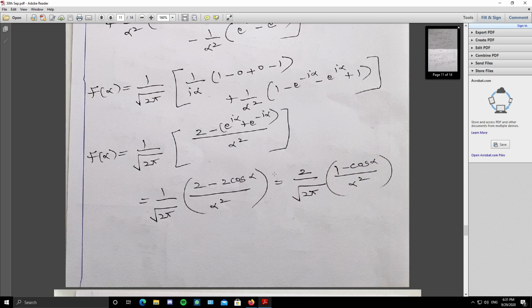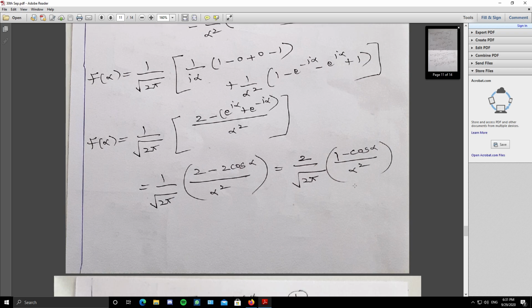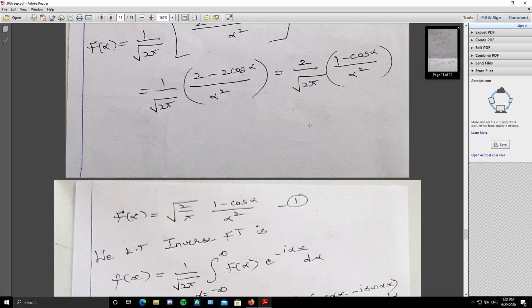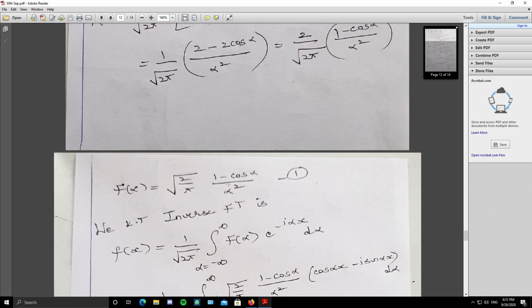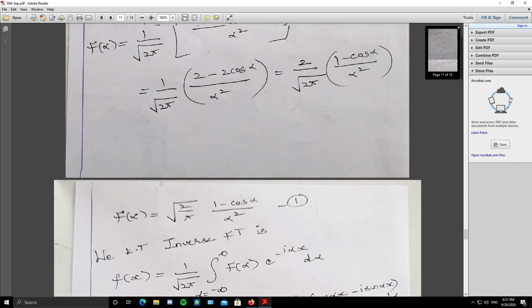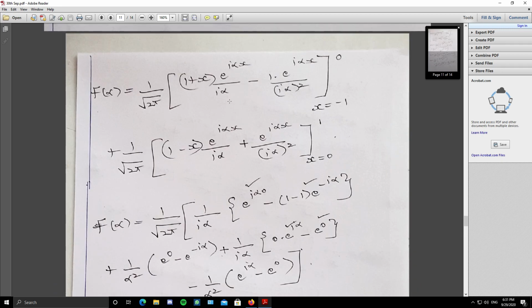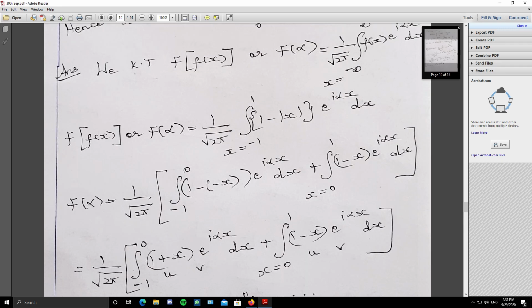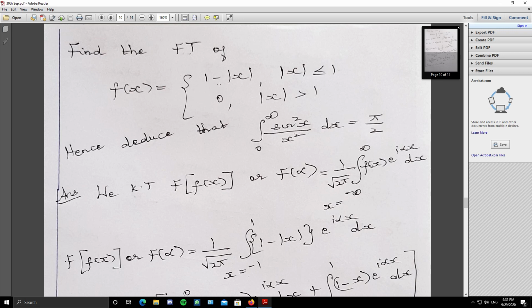So in the next step, 2 is taken out. 2 by root of 2 pi, 1 minus cos alpha by alpha square. So root 2 will get cancelled. So root of 2 by pi, 1 minus cos alpha by alpha square. So this is the Fourier transform of the given function. So we have done the first part: we have found the Fourier transform of this function. Start with the definition.